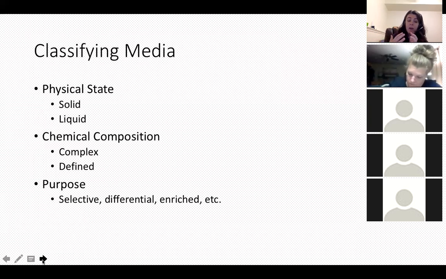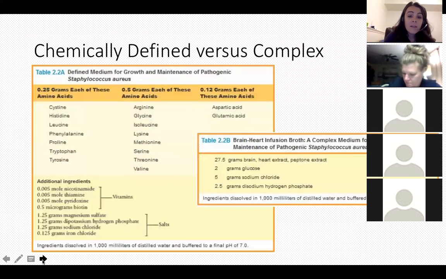So we also classify media based on its purpose or what we're trying to learn from the microbe we're using. And so there are some terms we're going to talk about today that are selective, differential, enriched, reducing, etc., things like that. So the first thing that we're going to talk about is chemically defined versus complex.